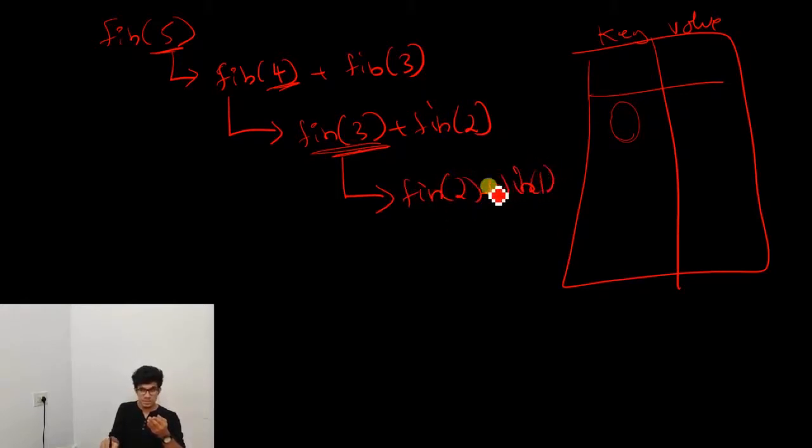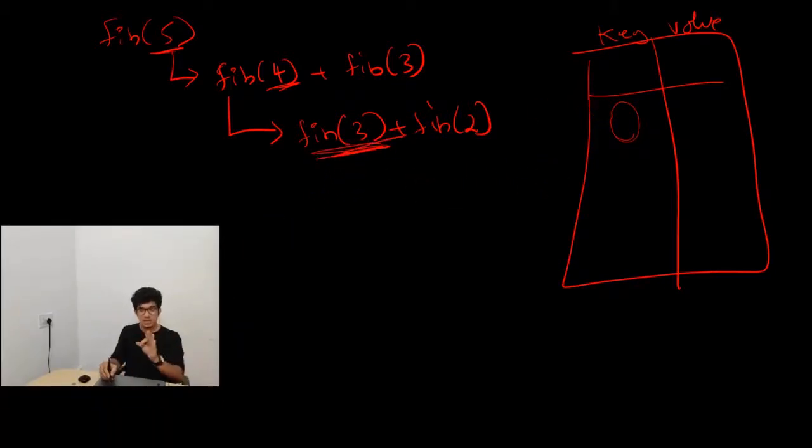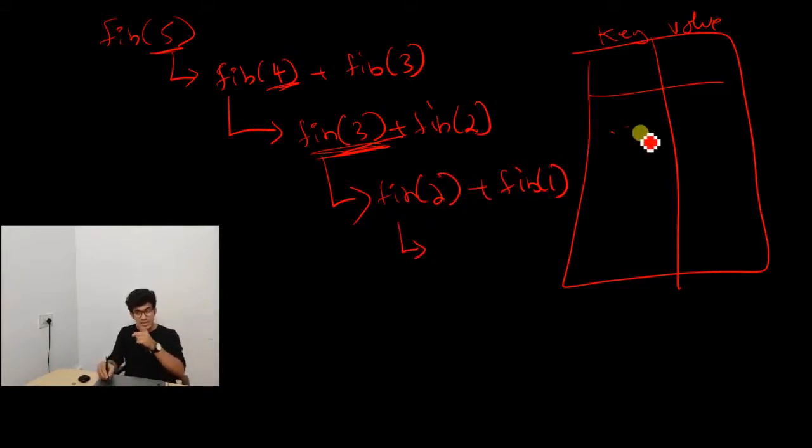But don't expand now, because whenever someone calls the fib method, first you have to check whether it is present in the map or not. This is a map data structure. Is 3 present? No, 3 is not present. If it is not present, then only you expand it. So if I expand fib of 3, I will get fib of 2 plus fib of 1. Now fib of 2, is it there in the map?